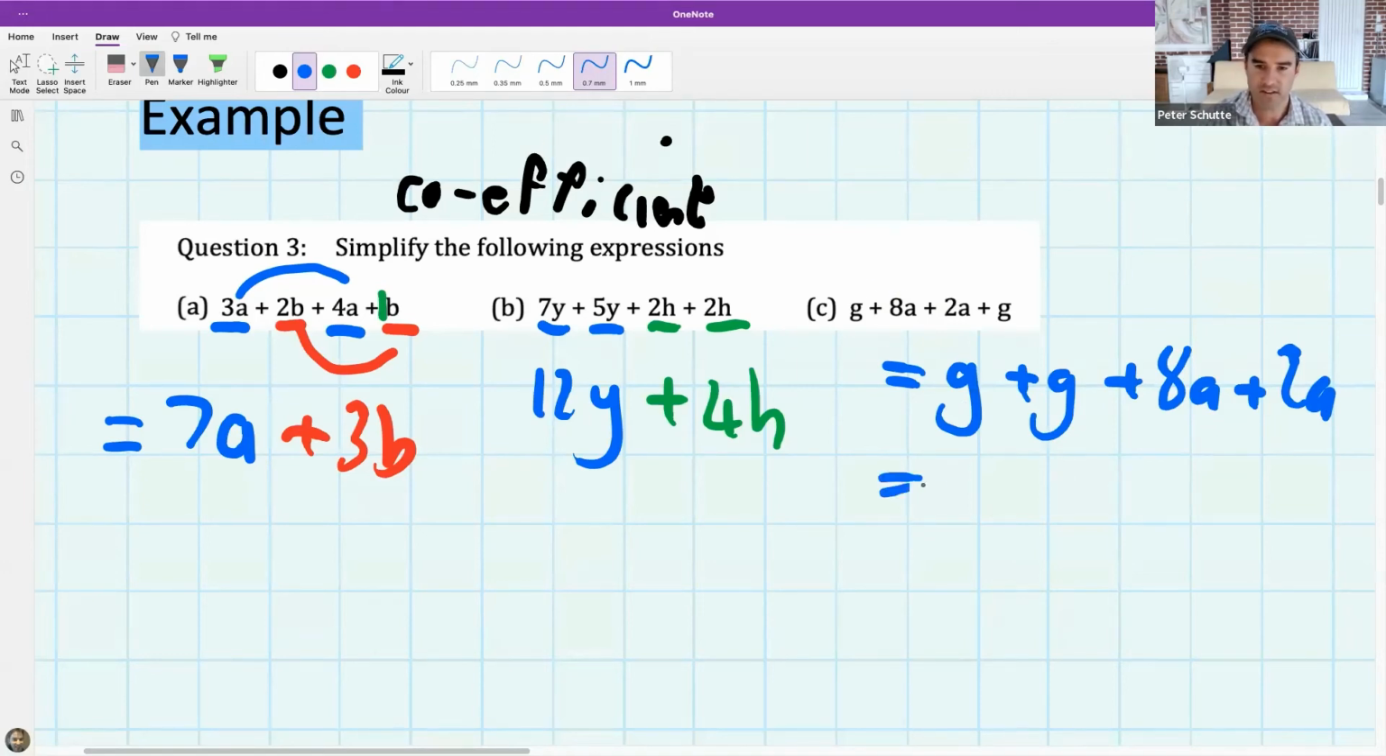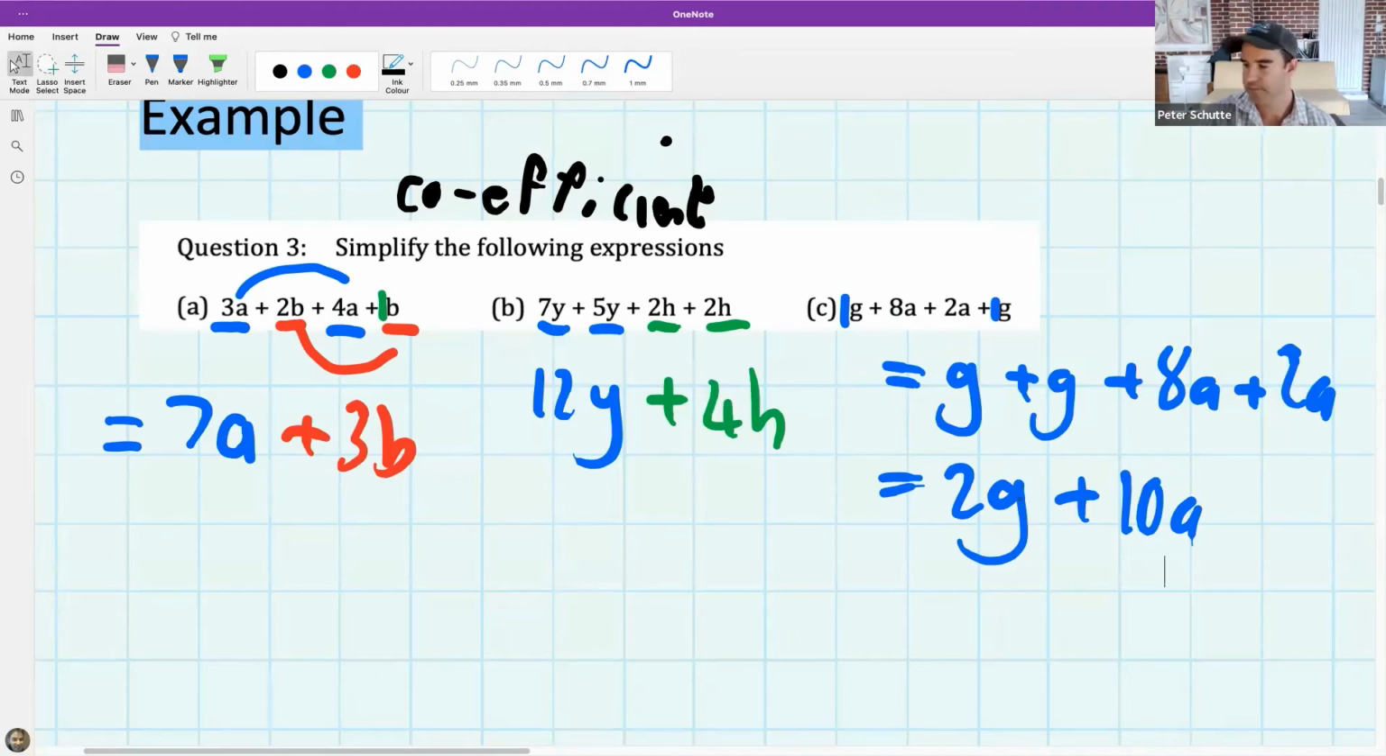And so in this case, the answer is going to be a g and a g. Well, the coefficients are hiding. I call them phantoms. 1g and 1g is 2g. And 8a plus 2a is 10a. Okay, fantastic. That was looking very good, guys.